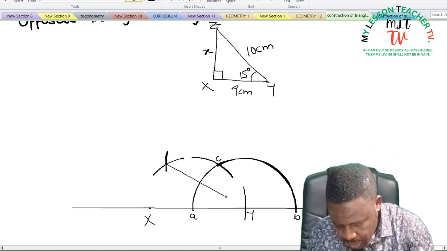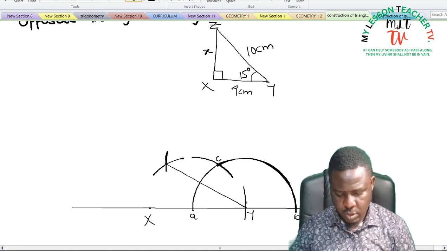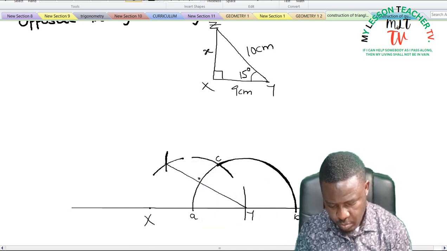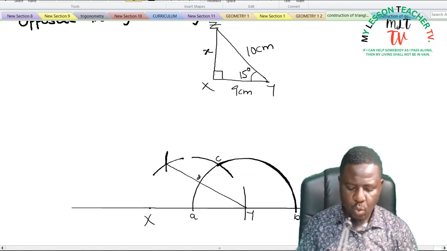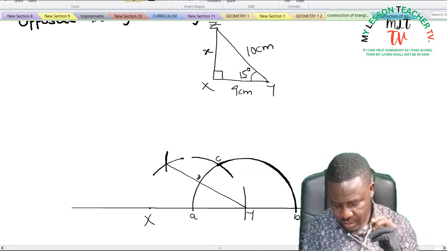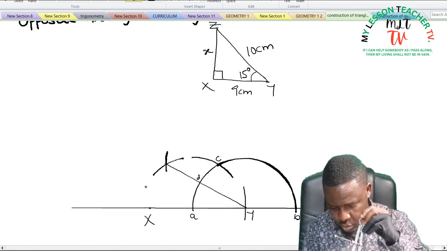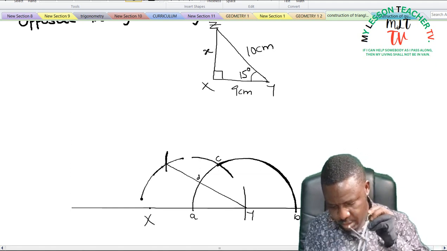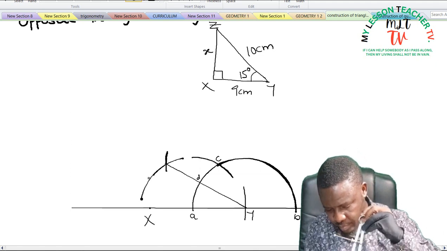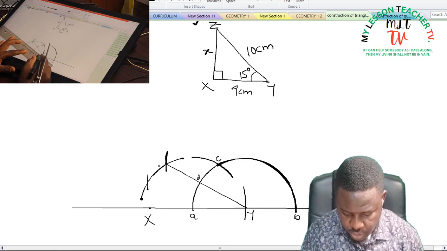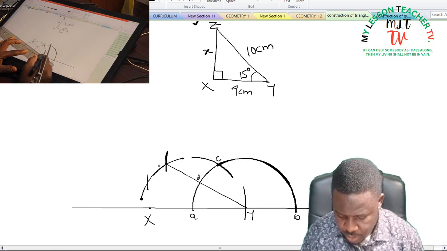So I'm going to use a thin line, call this point D. With A and D as centers, I'm going to bisect it again to get 15 degrees. So with A and D as centers, I've been able to construct angle 15 degrees. So you then join it.